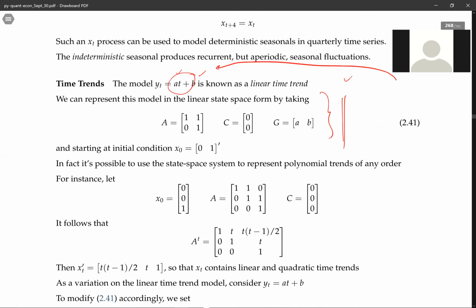And then you could also have polynomial time trends. You can fit those, and there, the A becomes this.